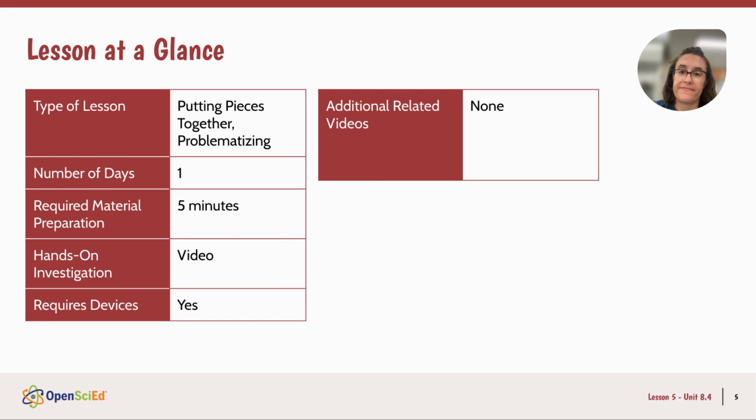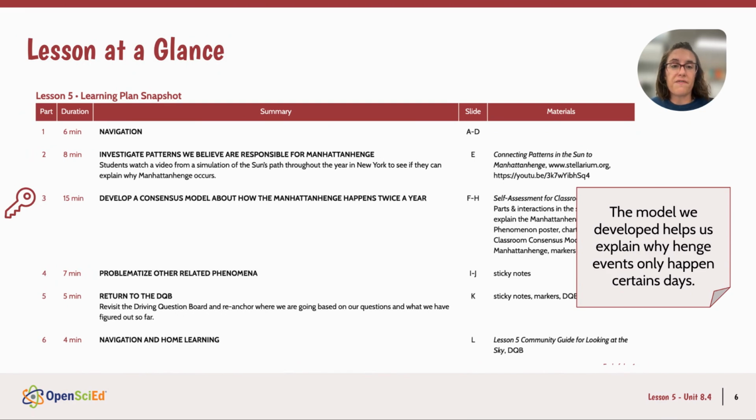So looking at a snapshot of this lesson, we will figure out that yes, our model does help us figure out why these henge events only happen on certain days. And then we go back to our driving question board and wonder, are there other patterns that we haven't yet explained?